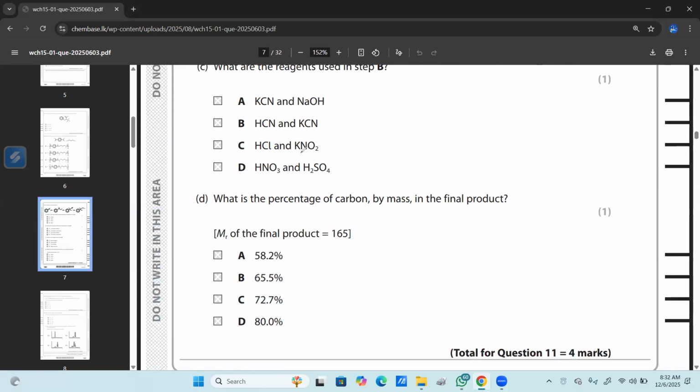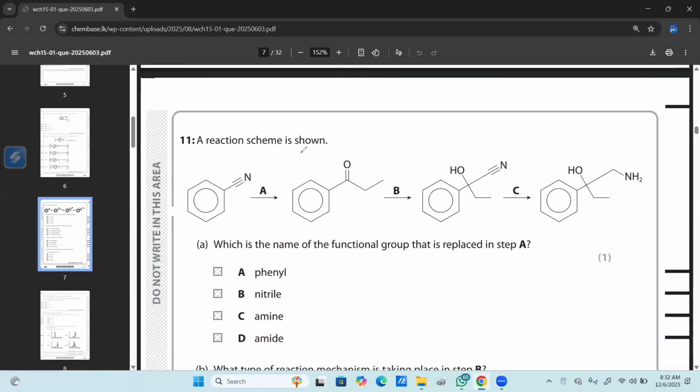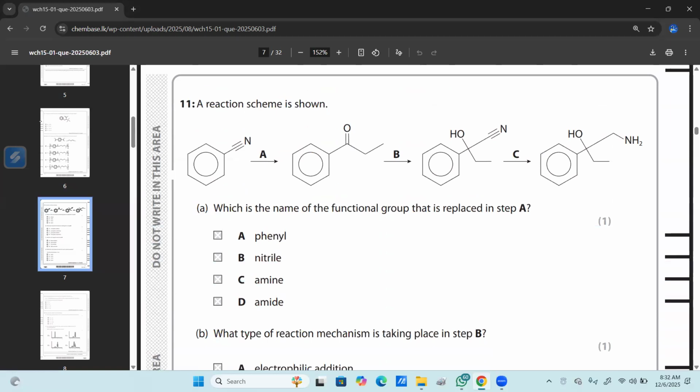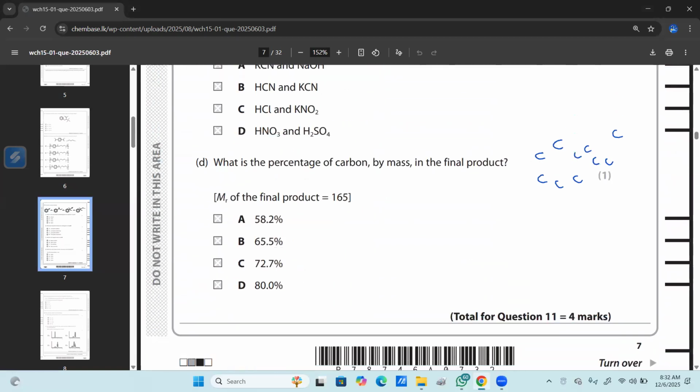What is the percentage of carbon by mass in the final product? The final product is this. We have to find the number of carbon atoms: 1, 2, 3, 4, 5, 6, 7, 8, 9, 10. So 12 times 10 is 120. They have already given the molar mass of the final product, so 120 divided by the molar mass, times 100, gives 72.7%.